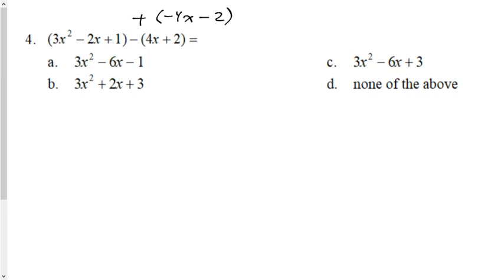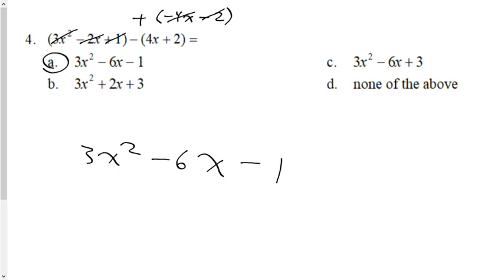When we look at it this way, 3x squared will combine with no other term, so we're going to add 3x squared by itself. A negative 2x and a negative 4x added together will become a negative 6x. And a positive 1 and a negative 2 make a negative 1. And therefore, our answer for the fourth question is A.